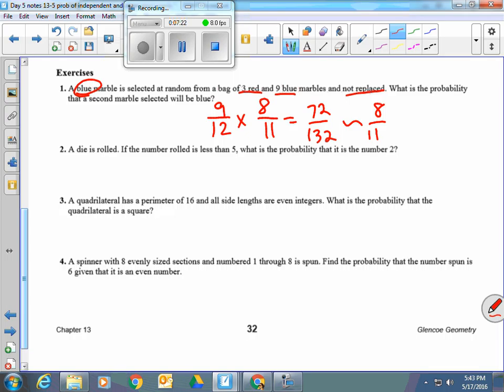Okay, then I have a die is rolled. How many sides are on a die? 6. If the number rolled is less than 5, how many numbers are less than 5? There's 4, right? What is the probability that the number 2 is rolled? Well, there's only one number 2 out of the 4 numbers. Okay, so less than 5, there's only 4 numbers that are less than 5. And what's the probability that it's a 2? How many 2s are there? There's only 1 of them, so 1/4 is your answer.